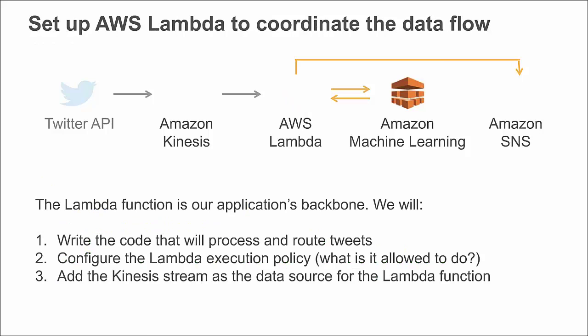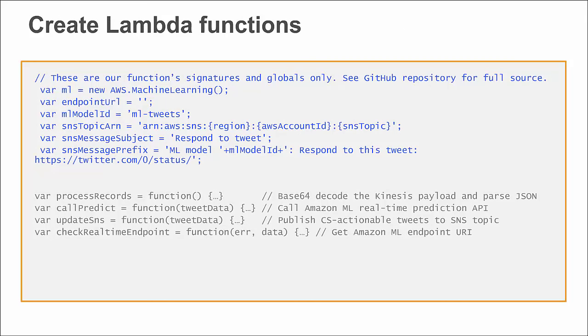With Kinesis having been done, the next thing we do is build our Lambda function. And there are 3 things to be built here. We need to write the code that will process and route the tweets to the right place. We'll configure the Lambda execution policy to very tightly scope down what this function is allowed to do. And then finally, we'll add the Kinesis stream as the data source for our Lambda function to enable the flow from among all the components. So let's look at the code.